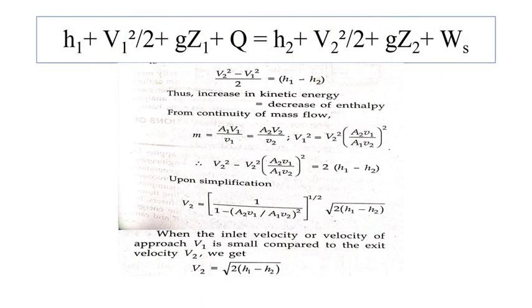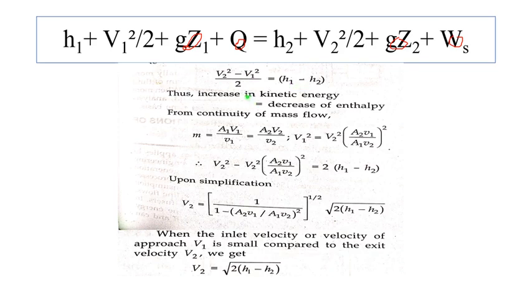Now with these stipulations, in the steady flow energy equation, gz1 will be 0, Q will be 0, gz2 will be 0, and Ws will also be 0. So we'll be remaining with certain quantities. These are h1 plus v1 square by 2 is equal to h2 plus v2 square by 2, or we can say (v2 square minus v1 square) by 2 is equal to h1 minus h2.